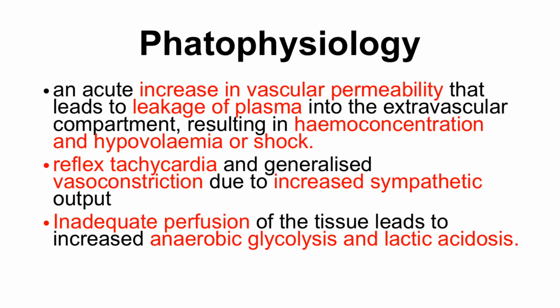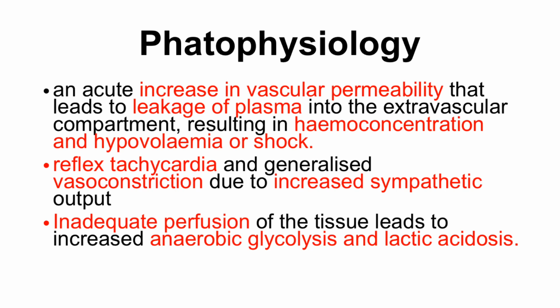So we go through to pathophysiology. Pathophysiology is the story of dengue fever in our body if we get infected. So there is an acute increase in vascular permeability that leads to leakage of plasma, which I've already told you about before, into the extravascular compartment, resulting in hemoconcentration and hypovolemic shock.